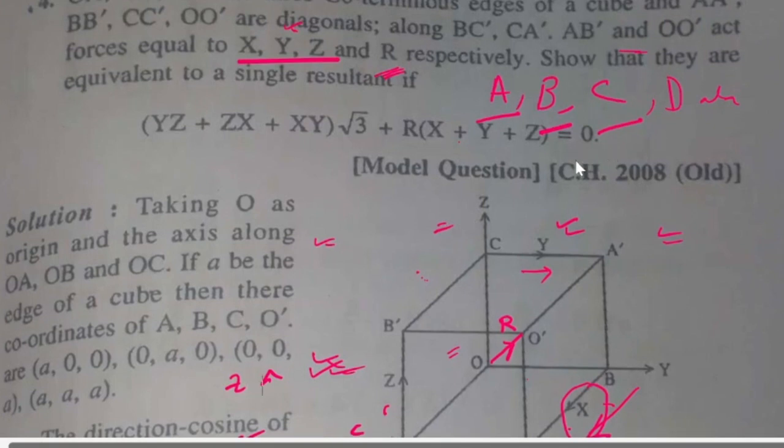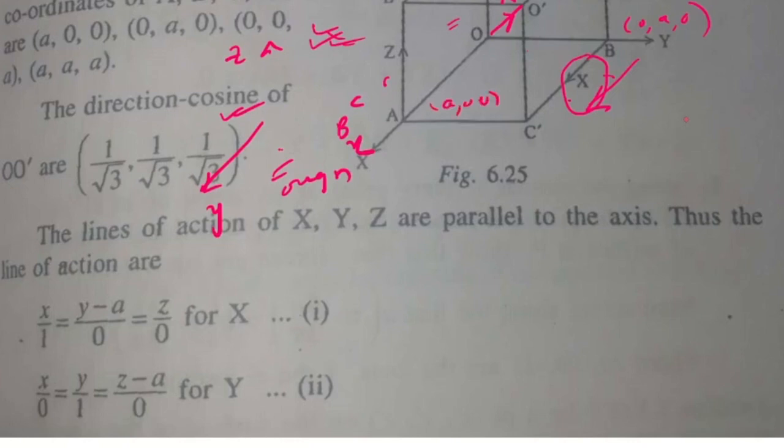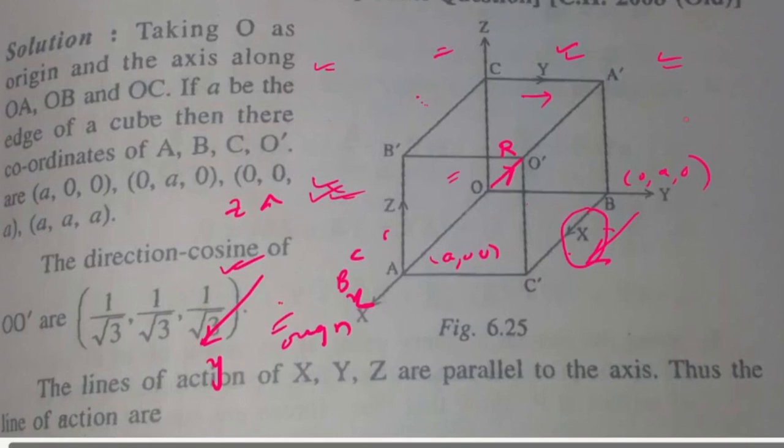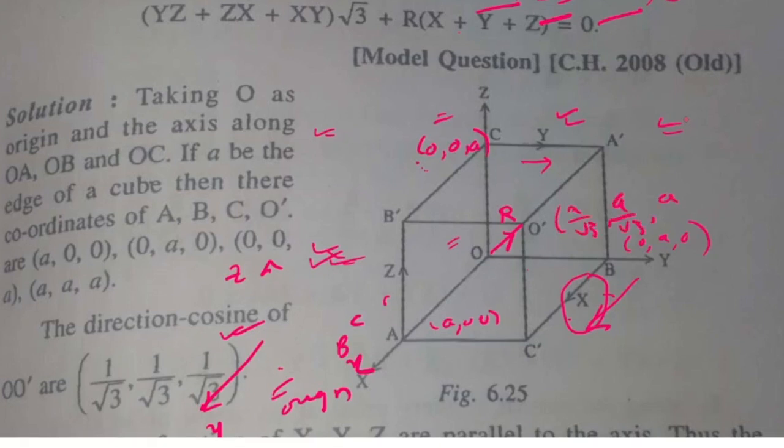Now, from where are we getting this idea of a? Because here we are taking the length of any side of the cube as a, small a. So accordingly this point B becomes 0, a, 0. This point becomes a, 0, 0. C becomes 0, 0, a. And this point will become a by root 3, a by root 3, a by root 3.